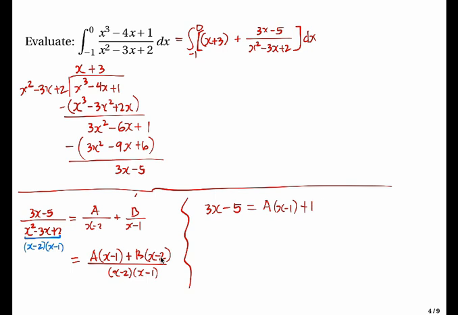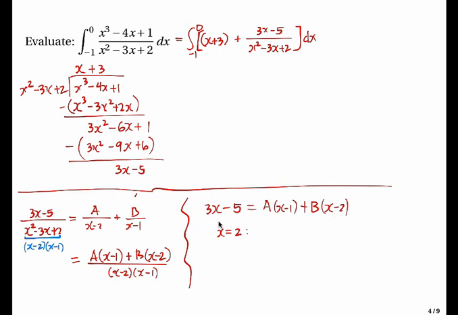So 3x minus 5 equals a times x minus 1, plus b times x minus 2. Just like before, we use some values for x to solve either a or b, and we choose x so that one of them vanishes. So here we say let x be equal to positive 2. X equals positive 2. This term here will disappear.